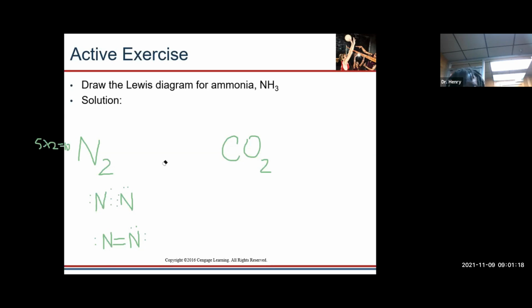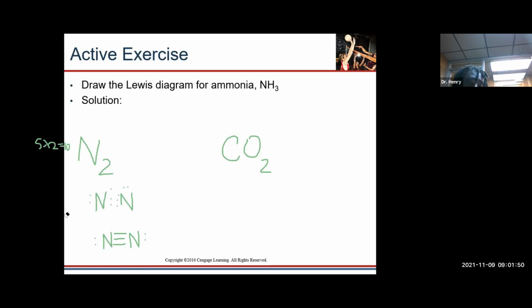Okay, so what about if we add one more set of electrons between them? So we make it a triple bond. So that's 2, 4, 6, 8 around this nitrogen. That's 2, 4, 6, 8 around this nitrogen. And we have 2, 4, 6, 8, 10 electrons that we were working with. So does that work? Are both of them happy?